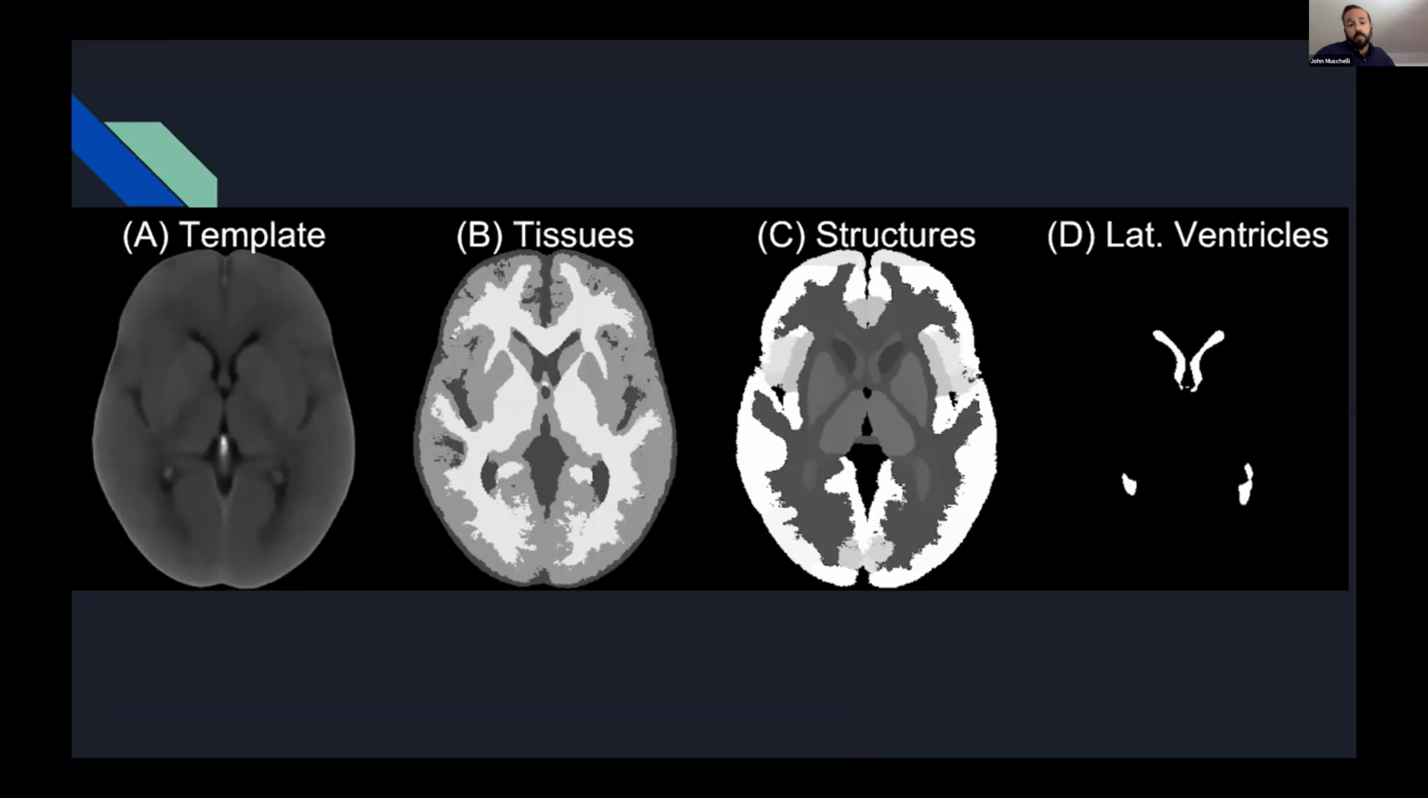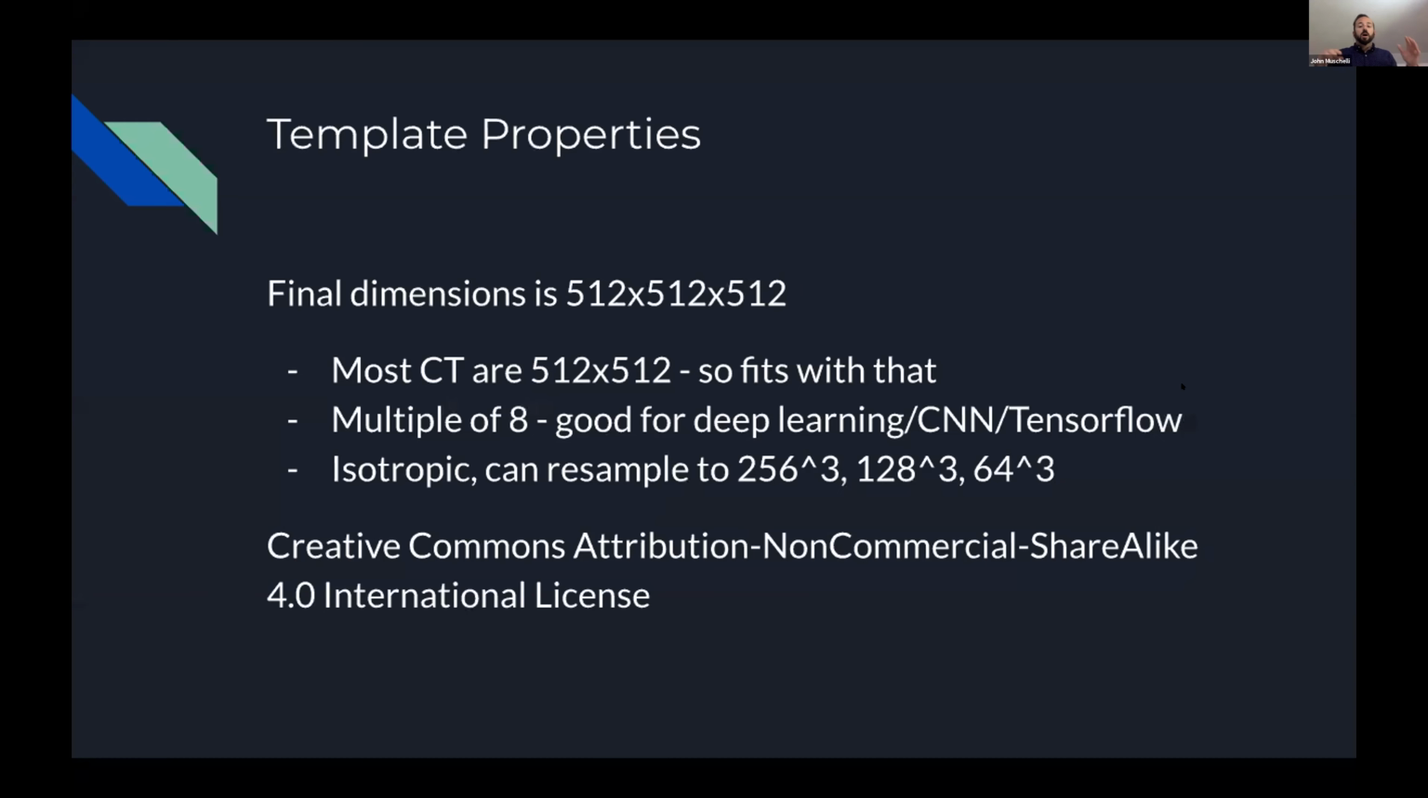And many times in analysis of CT data, because you're not working on MRI, you don't have nearly the contrast you do in a T1 weighted image. People want to identify some structures like the lateral ventricles, so we provide a map of that as well. So really, I think it's great to have a template out there.